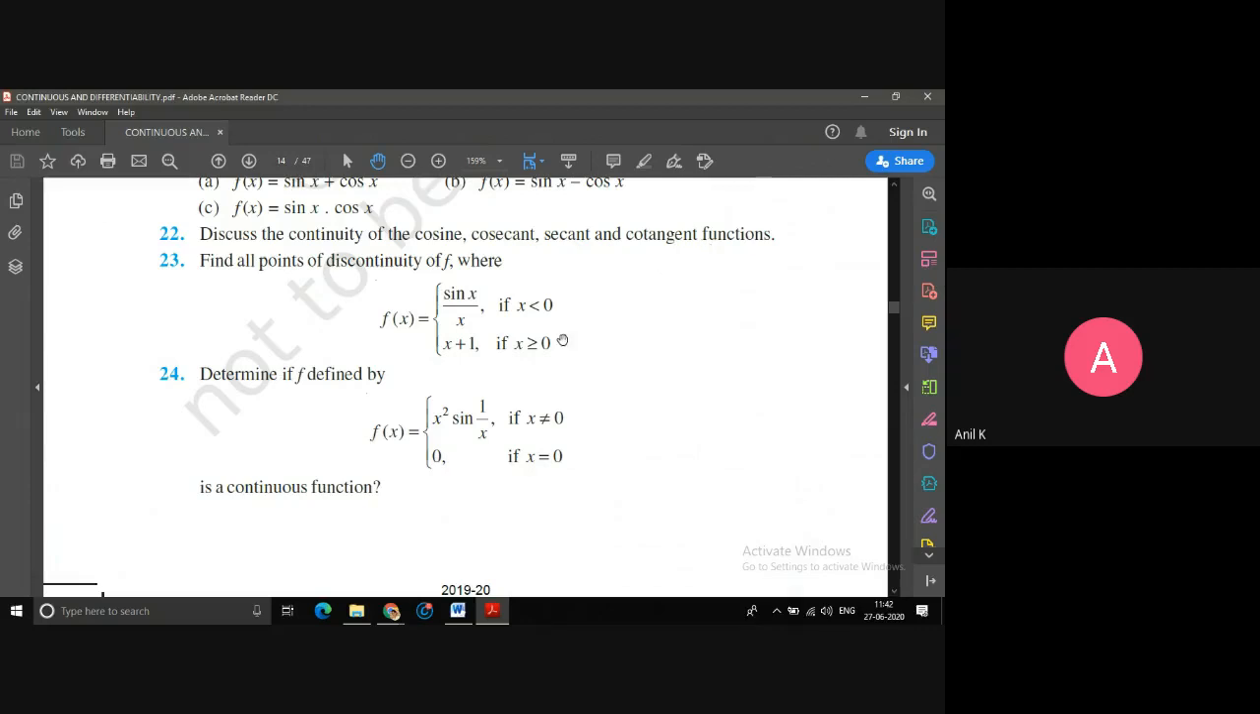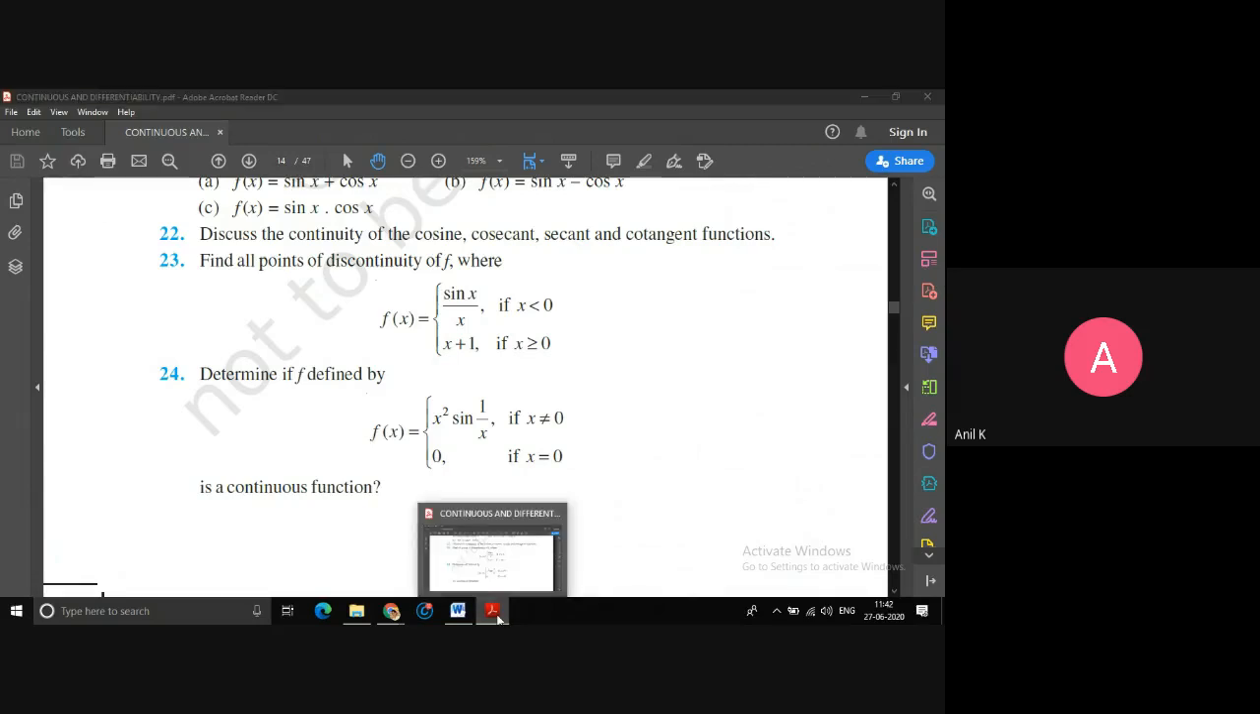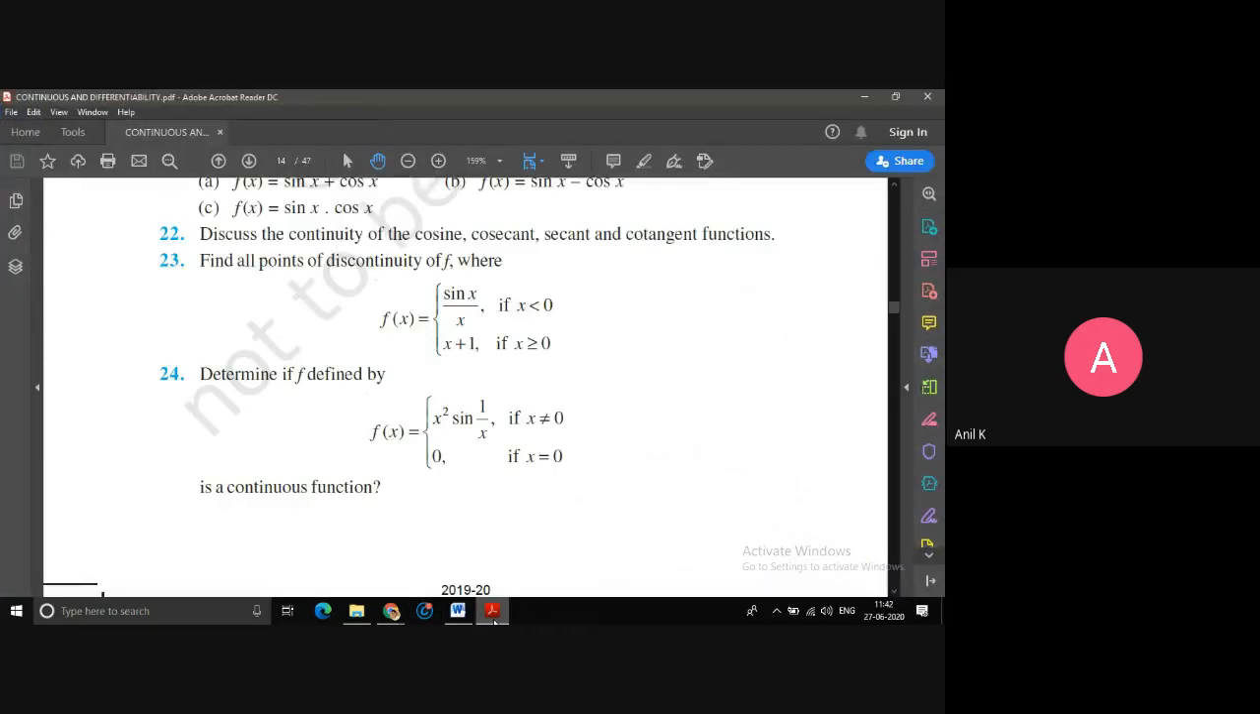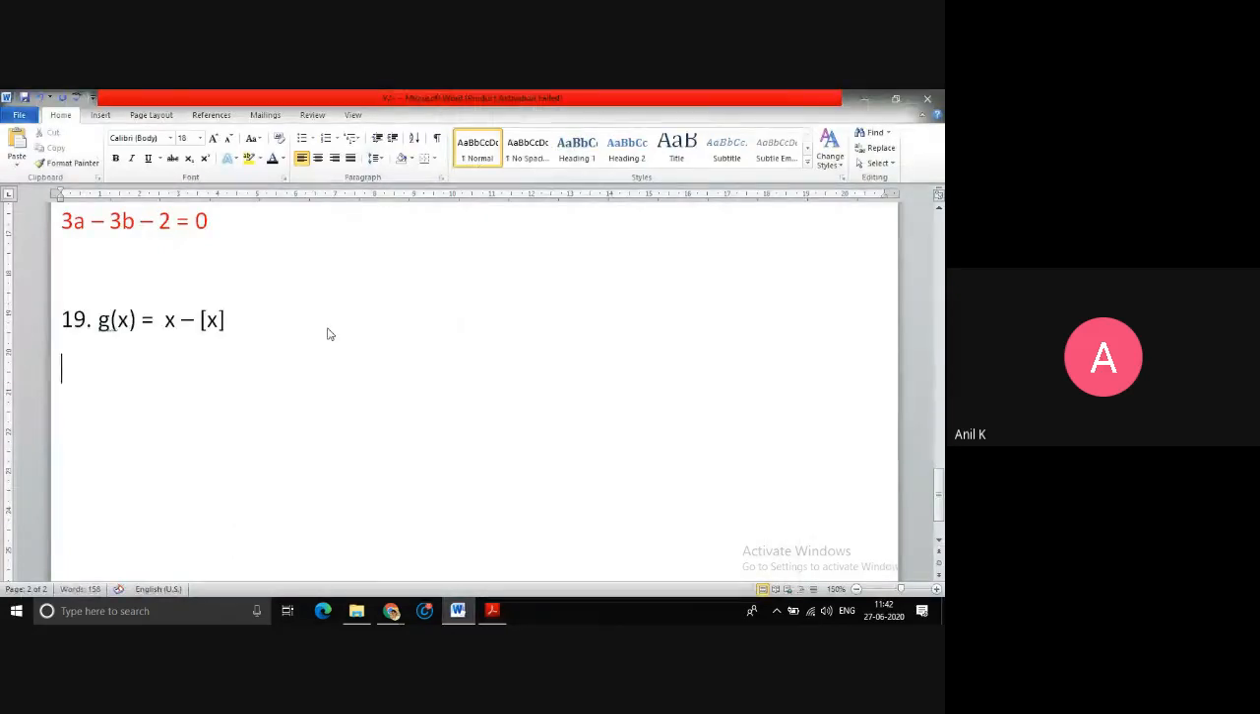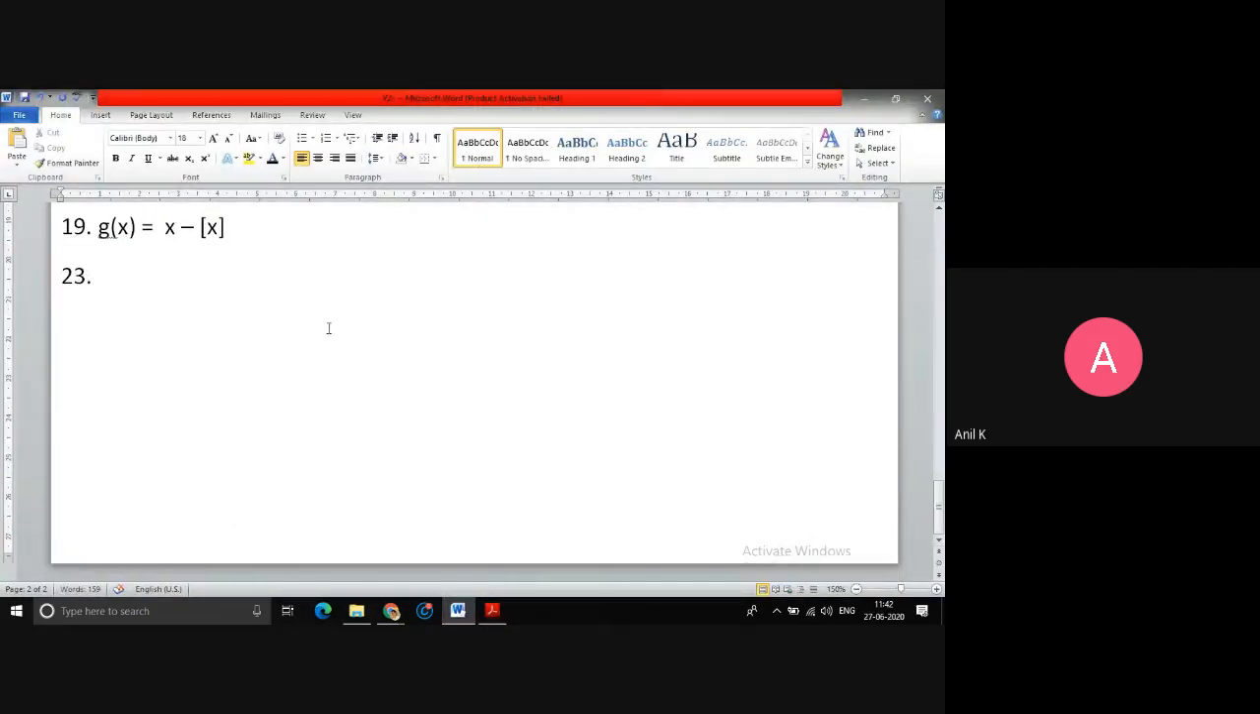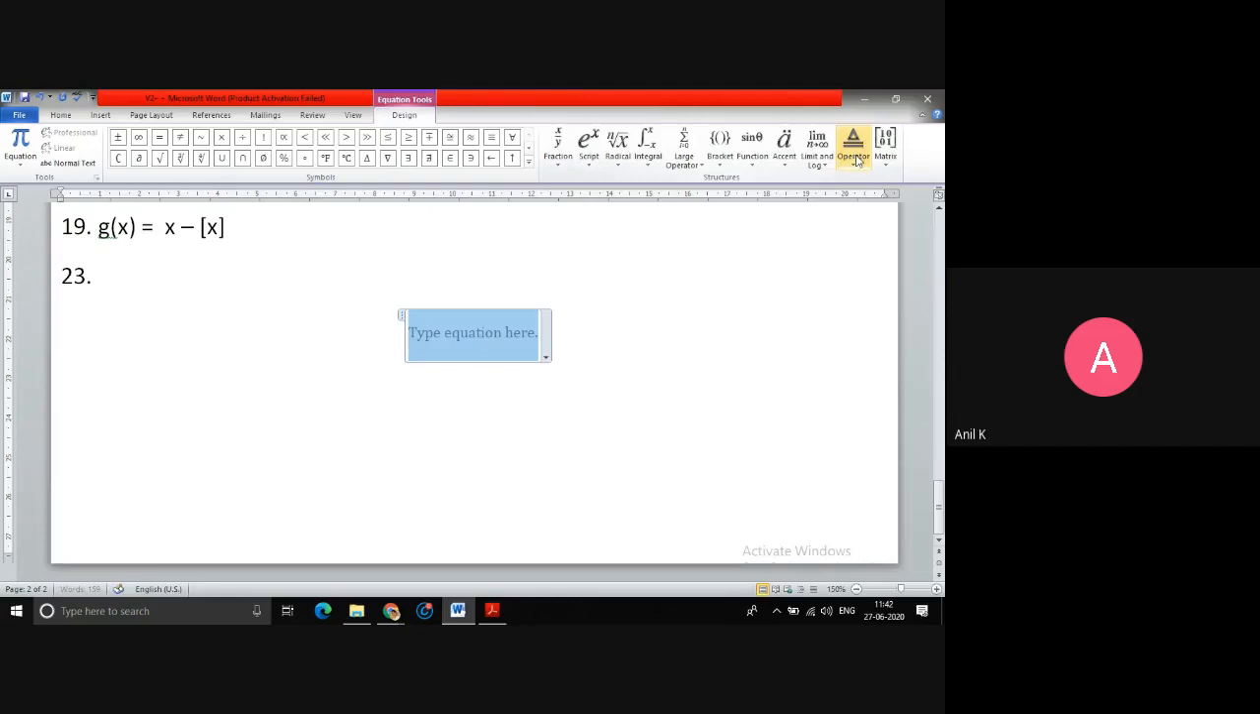Okay. Now I'll come to question number 23. Let me solve. If x is less than 0, f of x is going to be sin x upon x. So let me solve this question number 23. Let me insert the equation: limit x tends to 0 power minus, this is left of 0. My function is going to be sin x upon x.